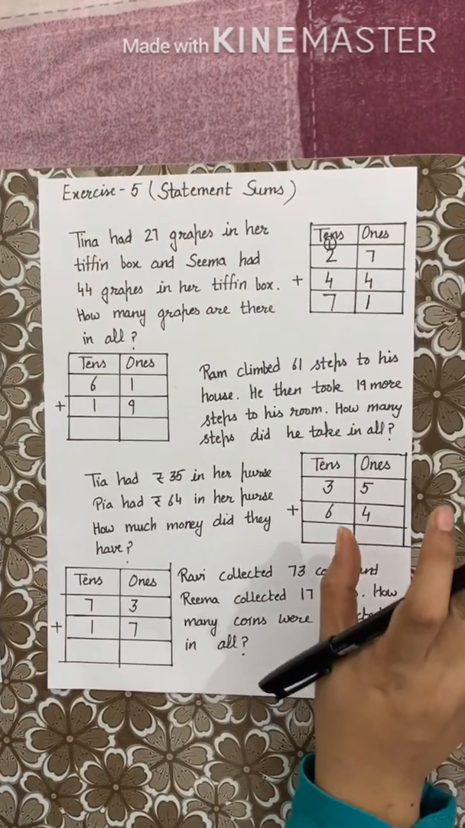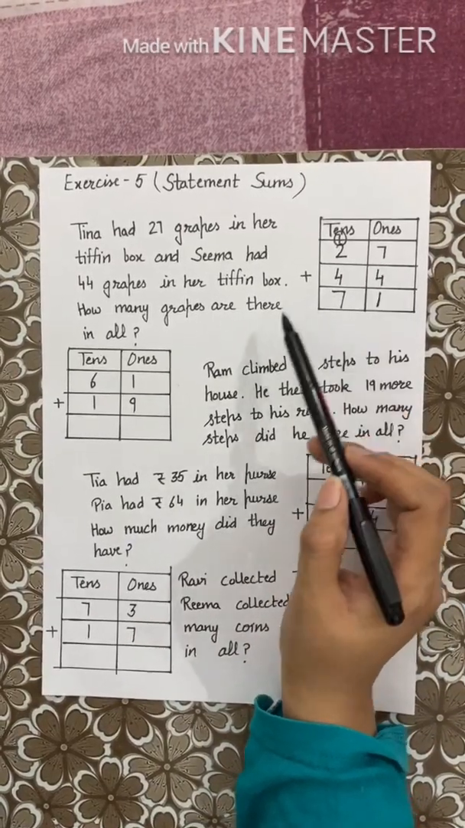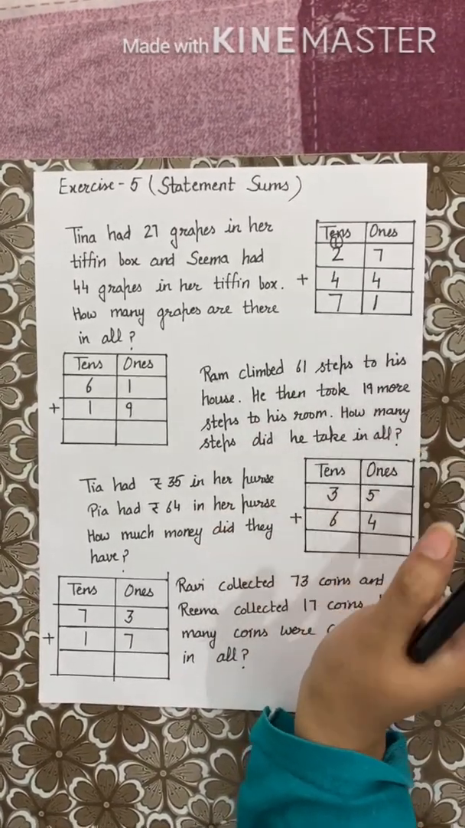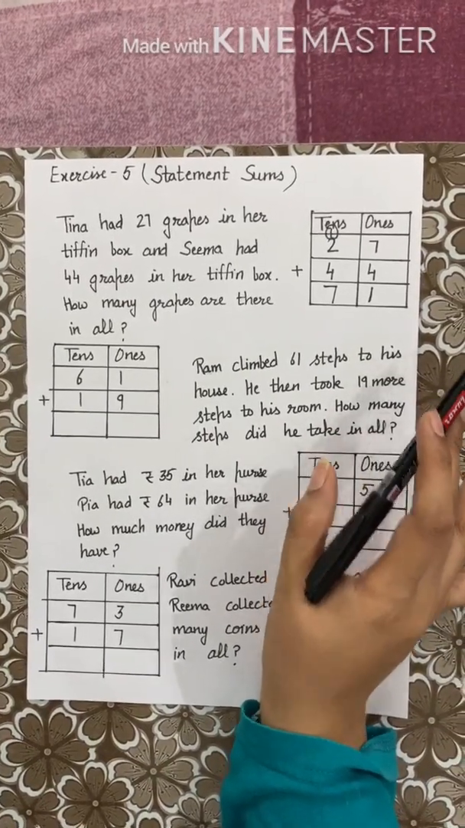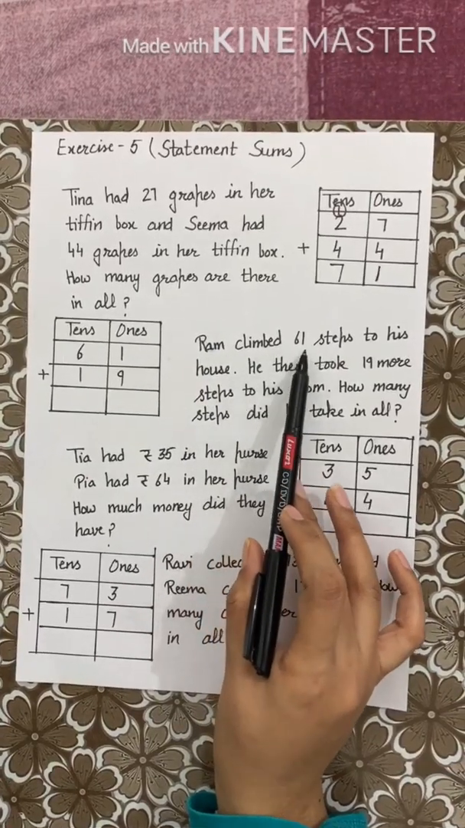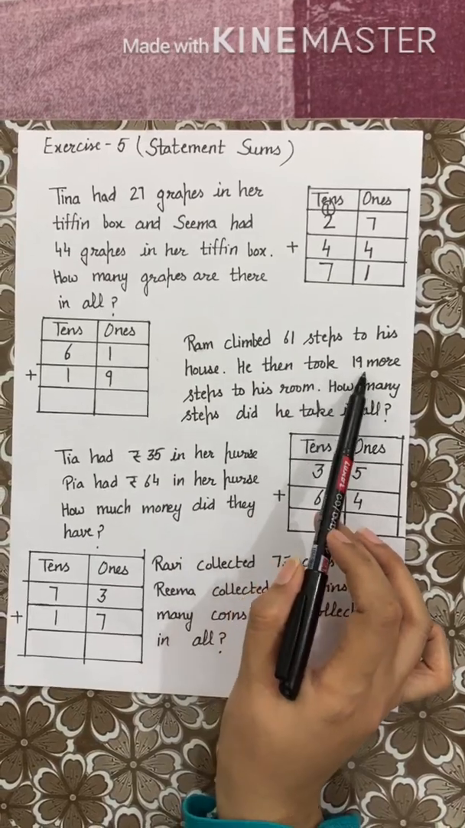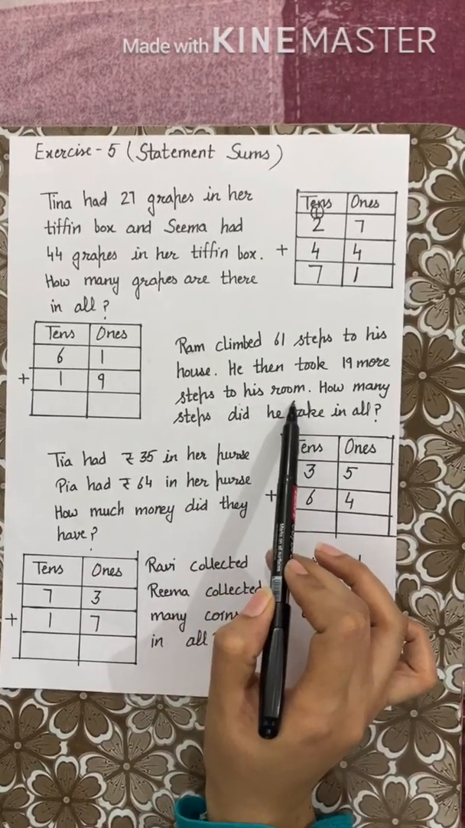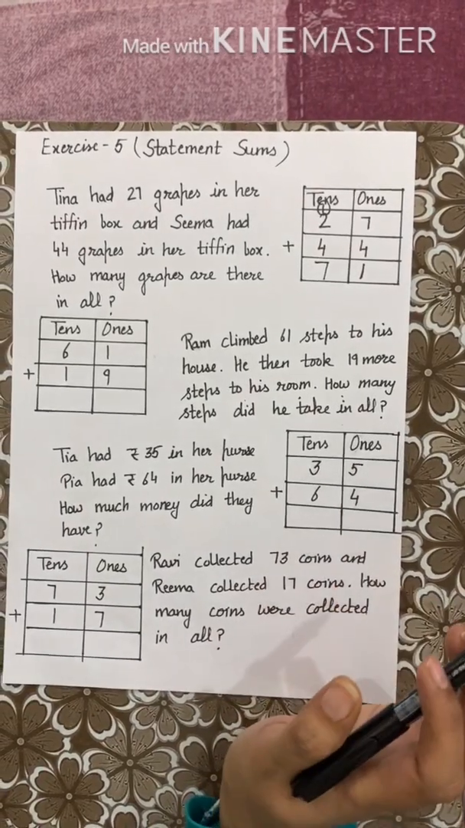So what I'm going to do for you is I will simply explain how you write them in the columns this way, and then you need to add them. This is the way you will be doing these sums in your book. Let me read the next for you. Ram climbed 61 steps to his house. He then took 19 more steps to his room. How many steps did he take in all?